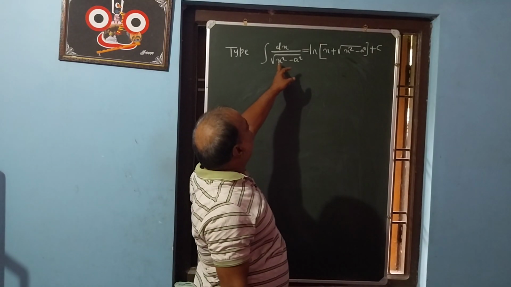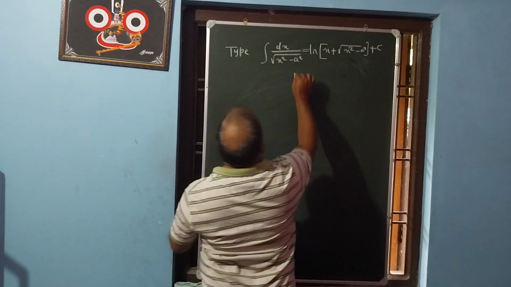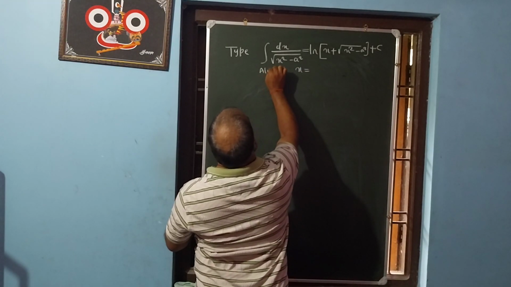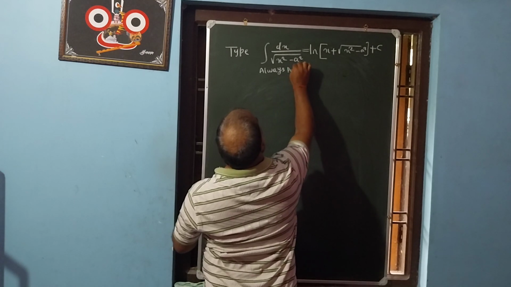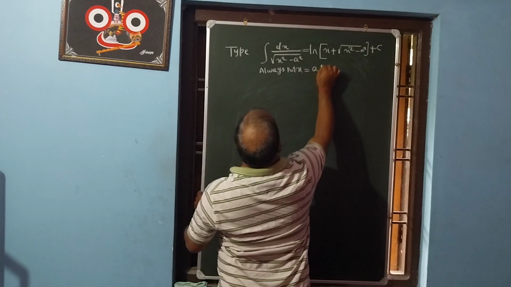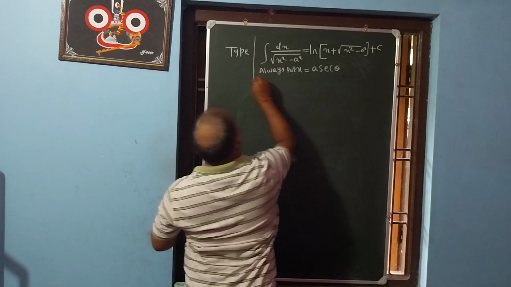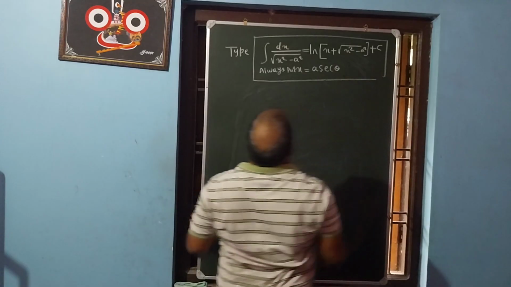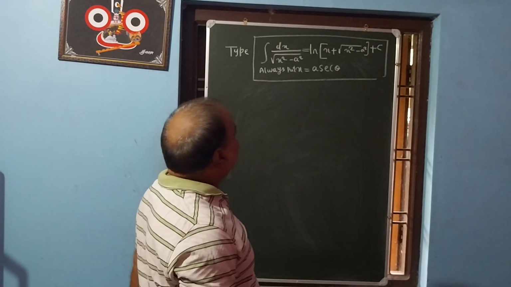Whenever you have to find this type of term, always put x is equal to a sec theta. Write down, always put x is equal to a sec theta. Remember, this is one important type of standard form.